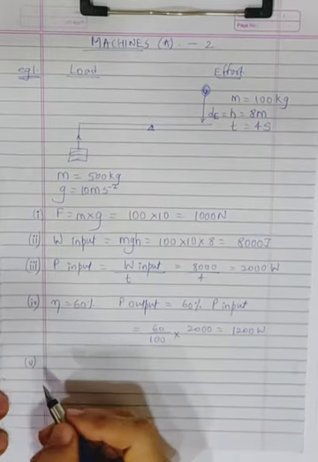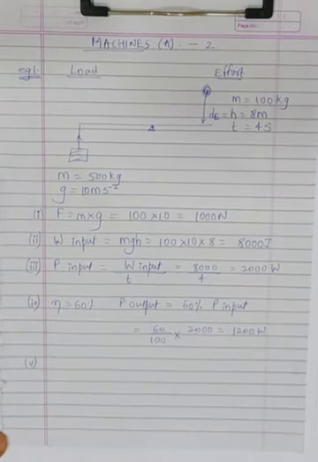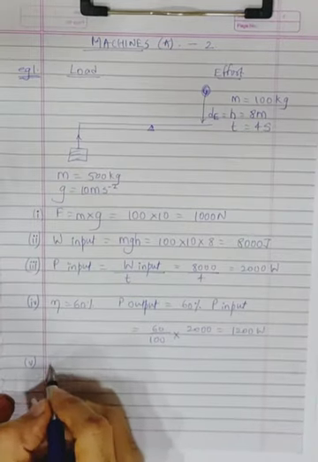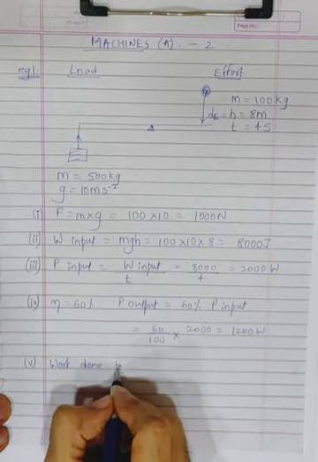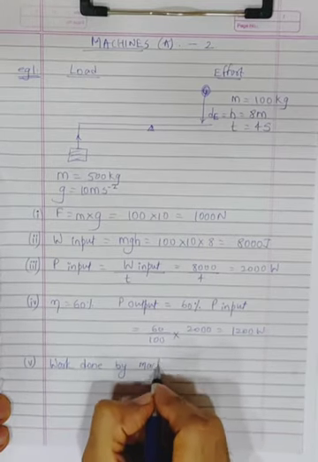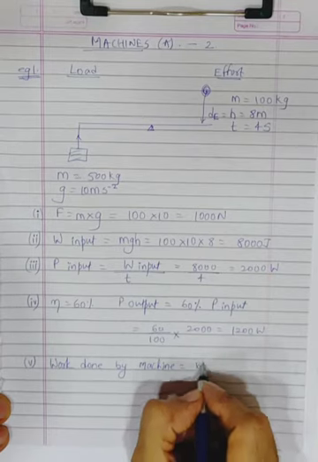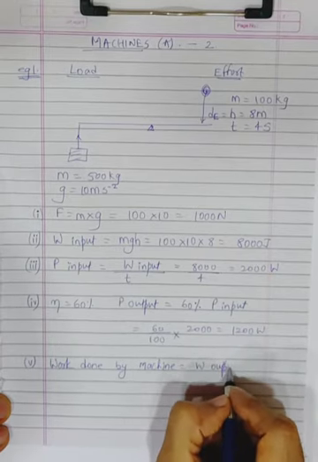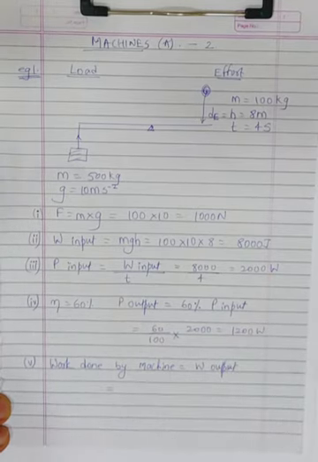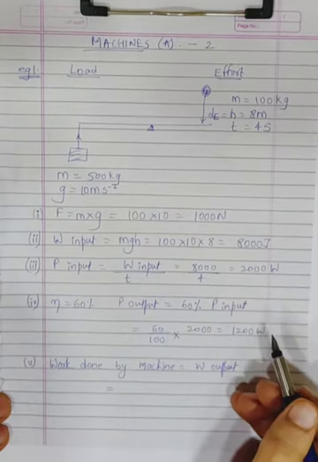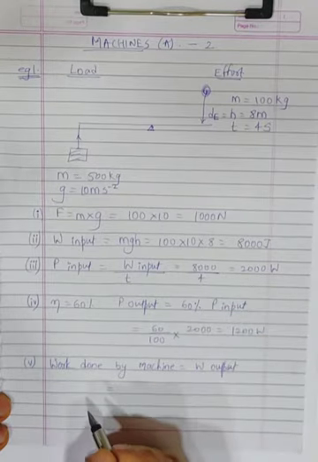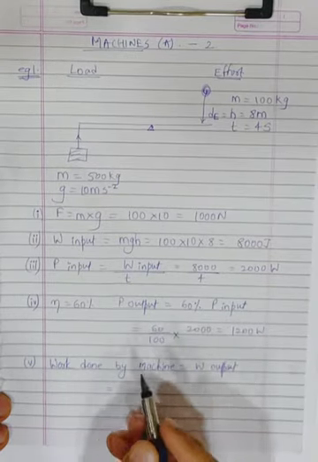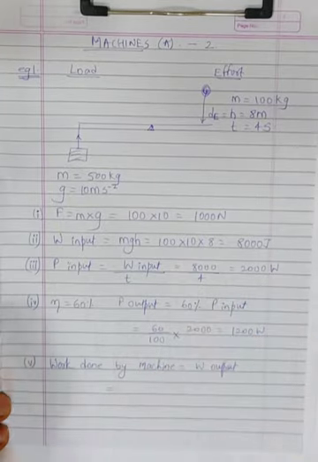Now the fifth part of the sum. They are asking for the work done by the machine. What do you mean by work done by machine? Work done by machine is the same as work output. Now what is the work output equal to? There are two ways we could do it. You can do power output into time, one of the methods, or you can do 60% of your work input. So you can use any one method.